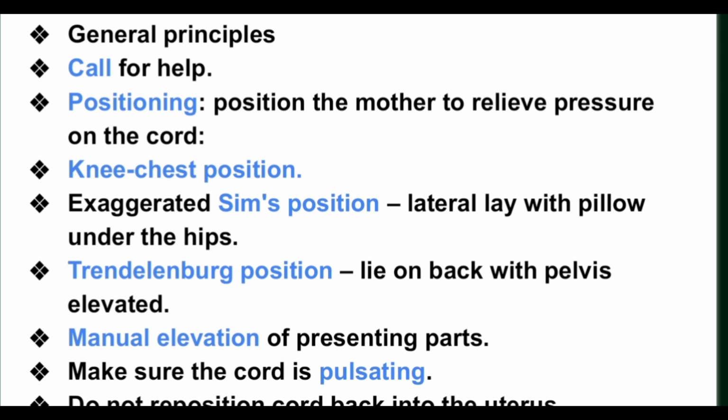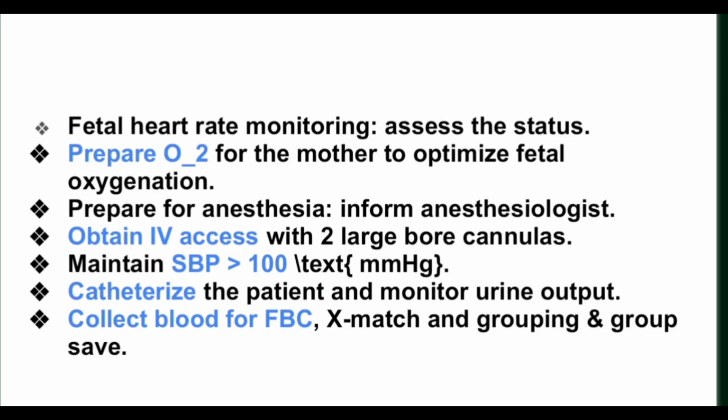So there's manual elevation of the presenting parts. Okay, we also need to make sure that the cord is pulsating, and we do not need to reposition the cord back into the uterus. Okay. So we also need to make sure we're doing fetal heart rate monitoring to assess the status of fetal distress. We also need to prepare the patient for O2. We need to put the patient on oxygen, just to optimize fetal oxygenation.